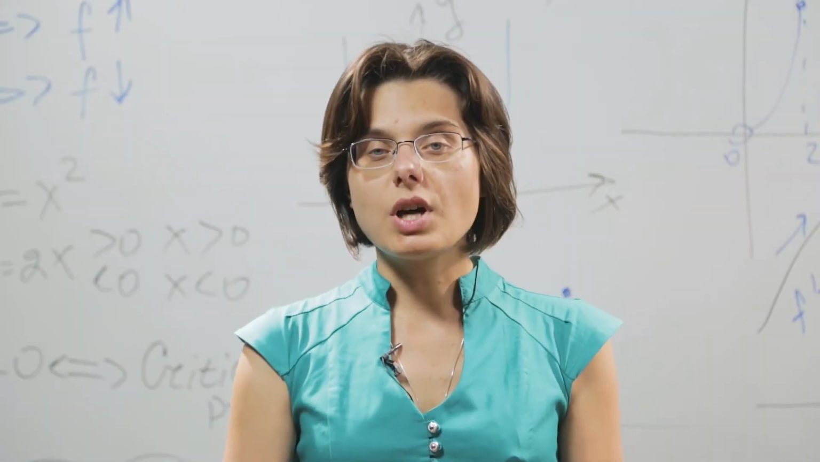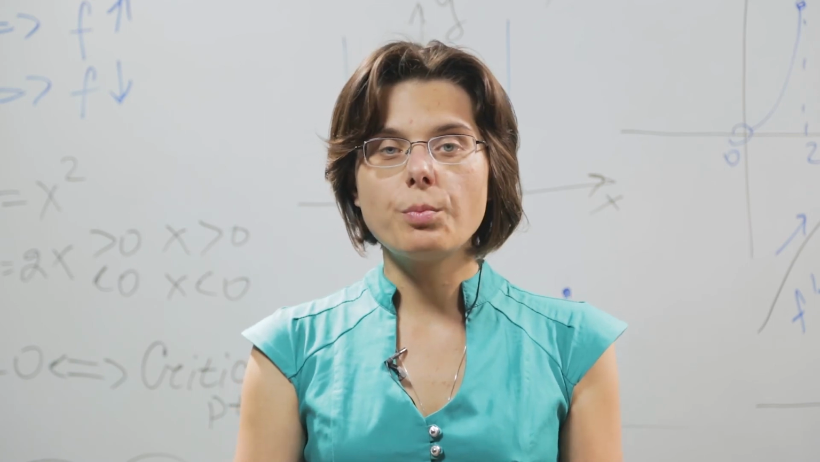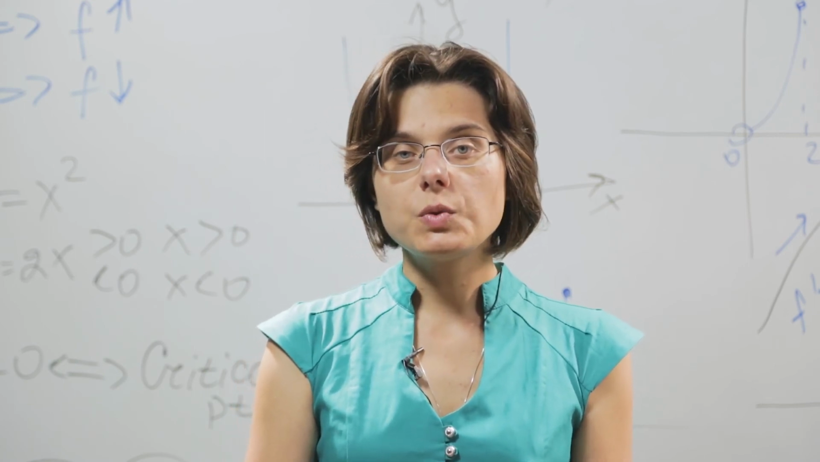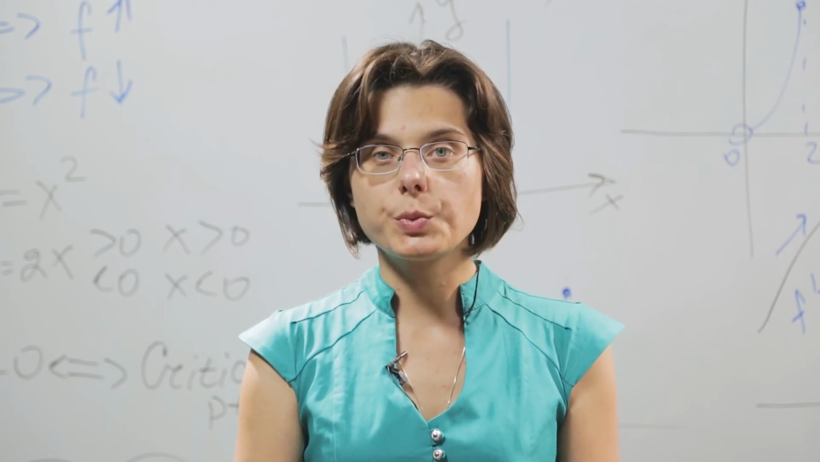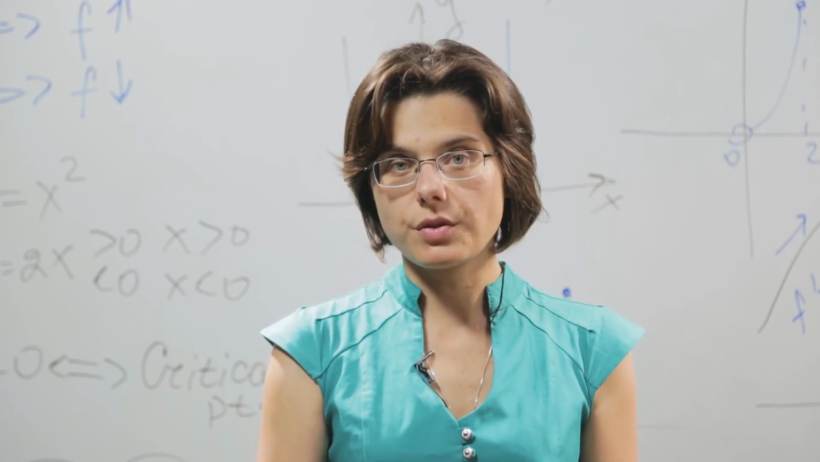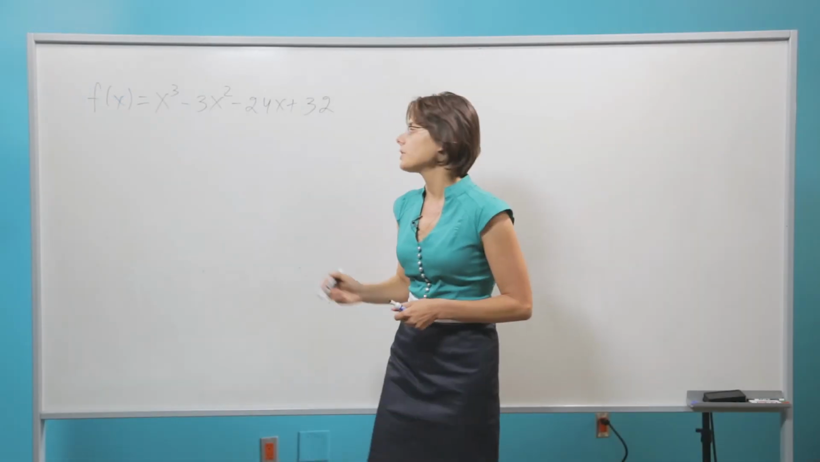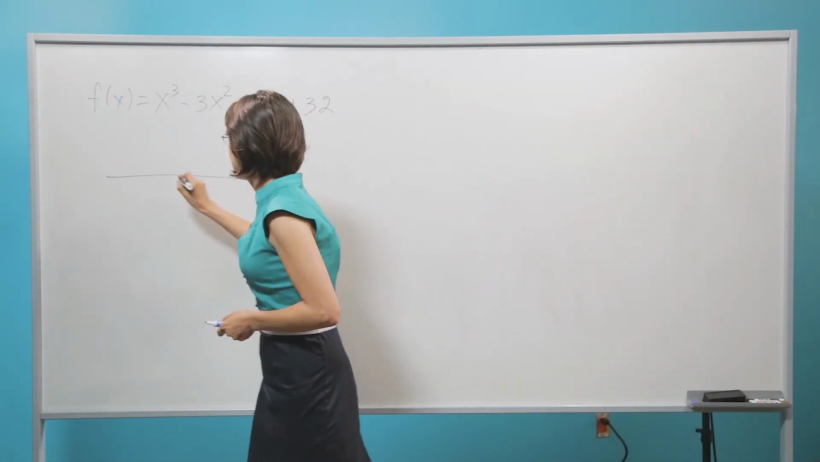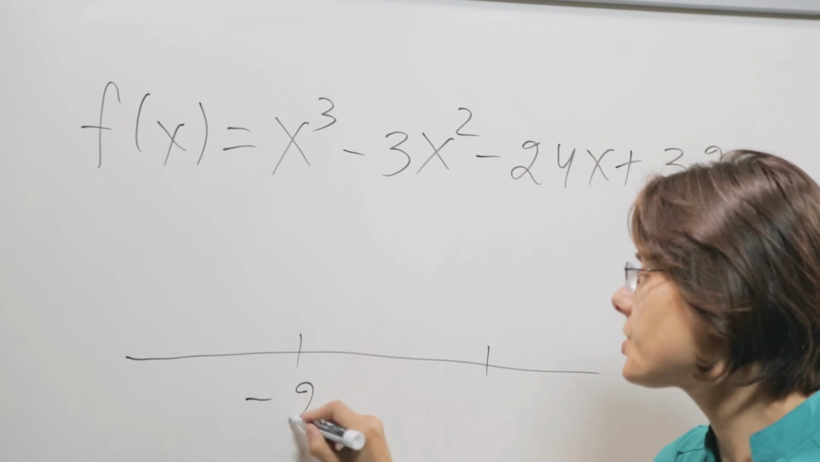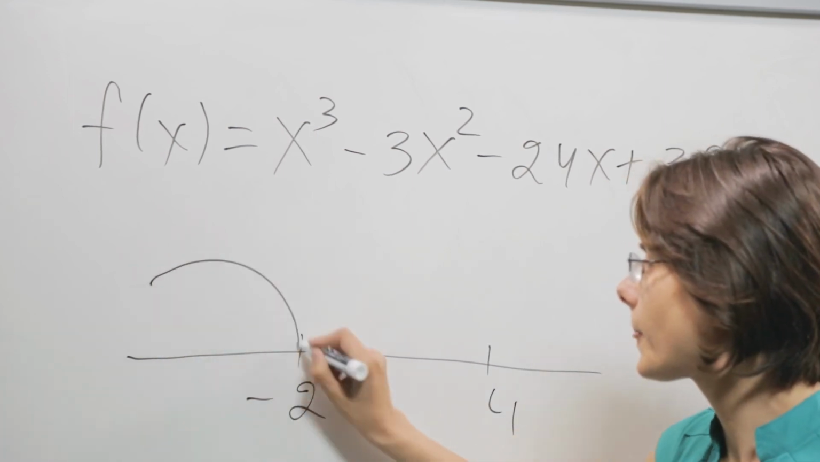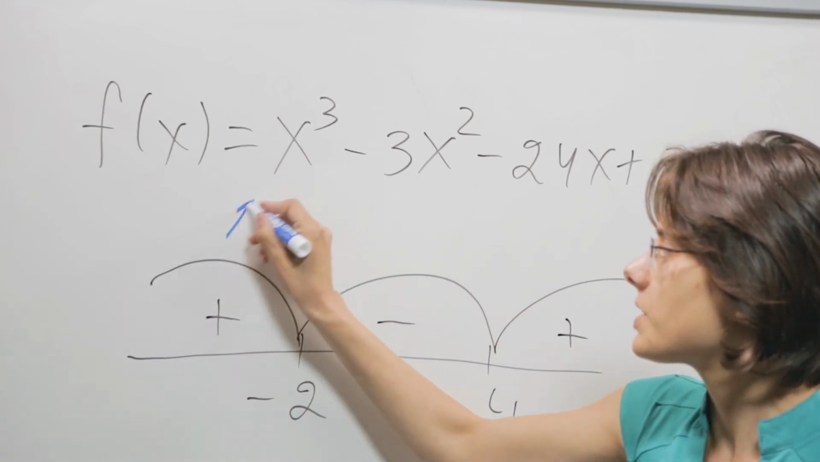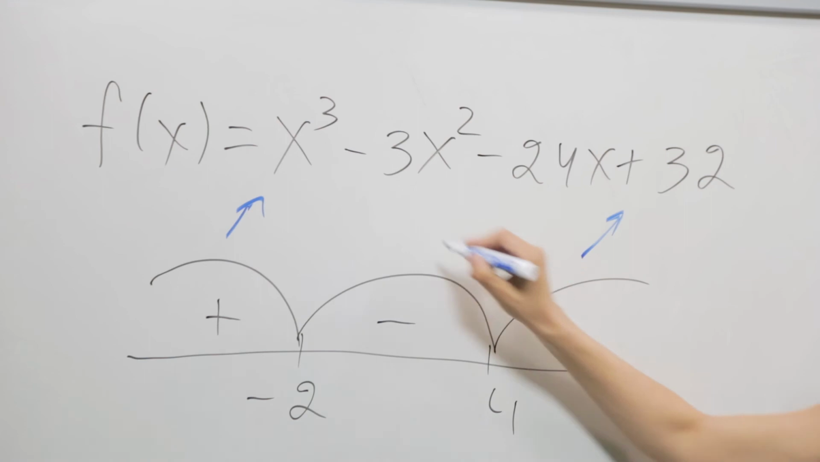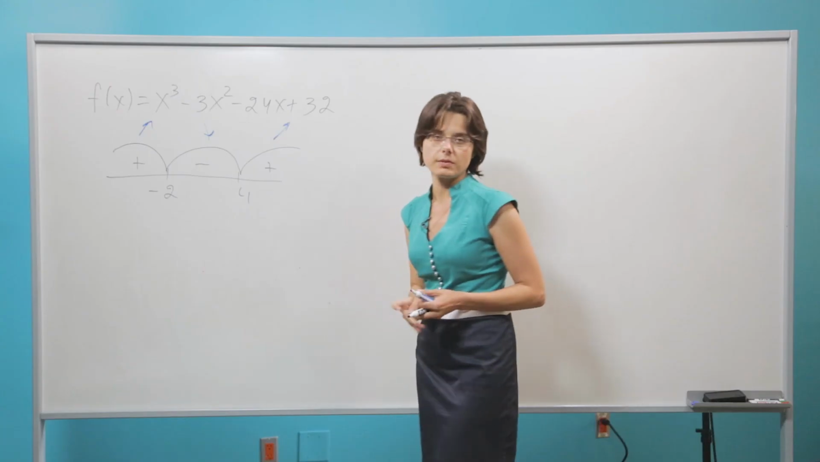Well, since we figured out how to find maxima and minima, let us go back to our example and find what the maxima and minima are for our function x cubed minus 3x squared minus 24x plus 32. We figured out that we have two critical points, minus 2 and 4, and that the function was increasing on these subintervals and decreasing on this middle subinterval.